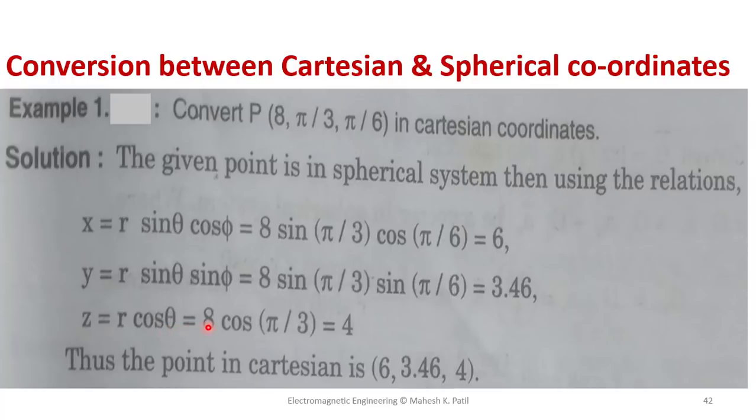So y equal to 3.46, and the last equation is z equal to r cos theta. So here r value is 8 and theta value is pi by 3, therefore it becomes 8 cos pi by 3. If I simplify this, I will get the answer as 4. So likewise, I can convert this point in the Cartesian form as 6, 3.46 and 4. Means x value is 6, y value is 3.46 and z value is 4. We will see the next problem.